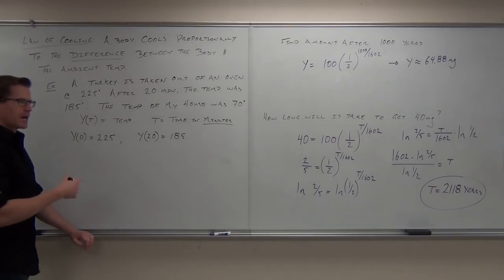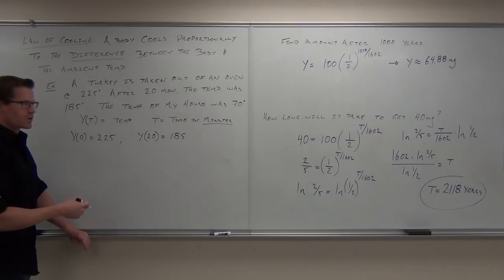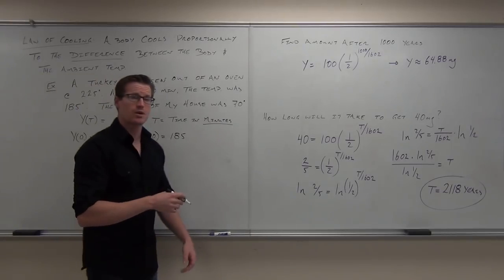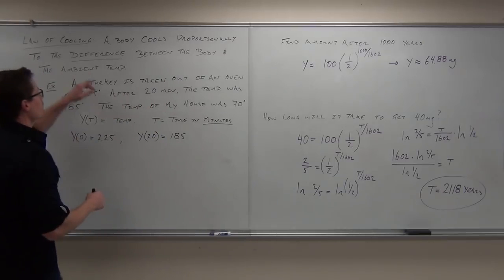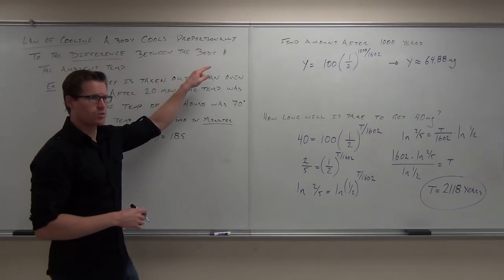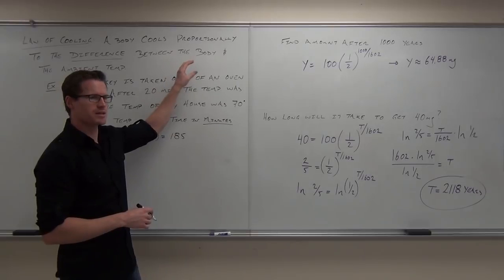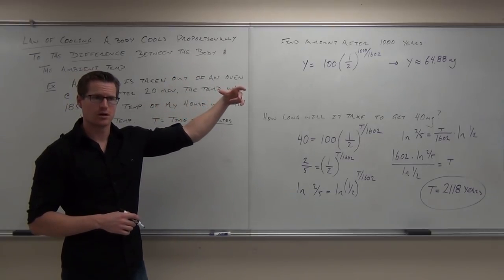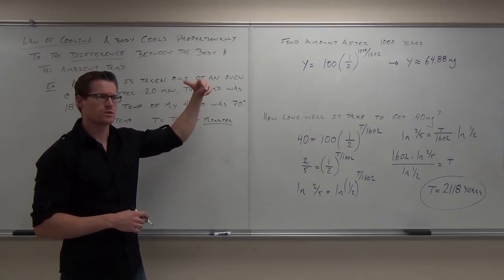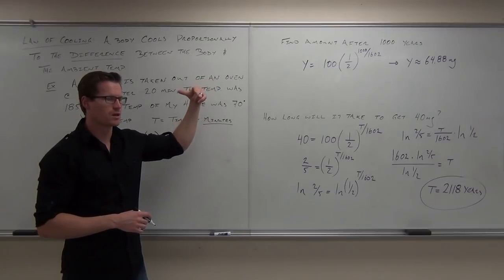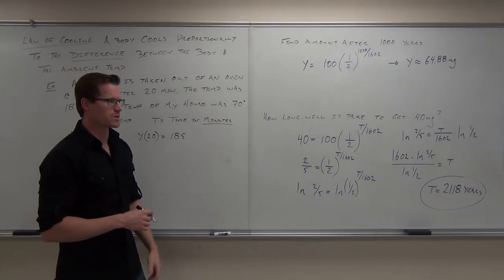Now, the last thing we need to know is what the differential equation looks like. It's important that we actually set this up correctly. You see, we're not going to have exactly the same model every time. We've got to think about what's going on. If we know that a body cools proportionally, that's going to be k times something, for sure. Now, if it says the body cools proportionally to the difference between, well, that's going to be a little different here.